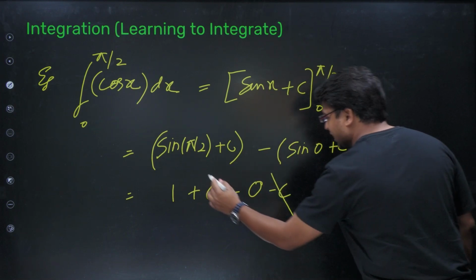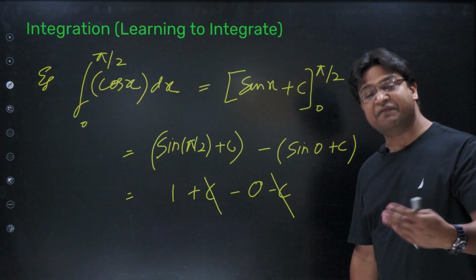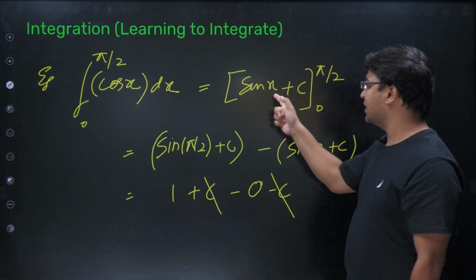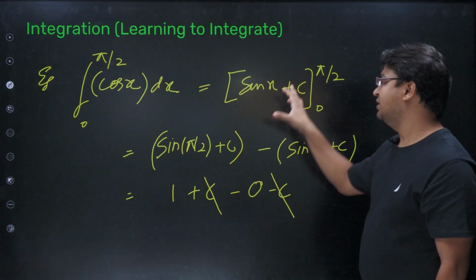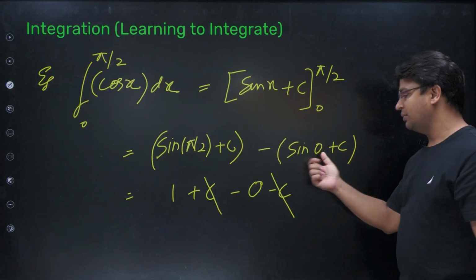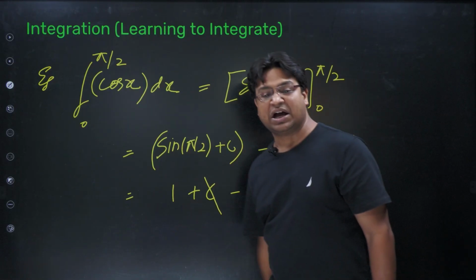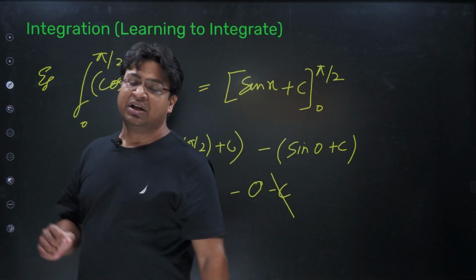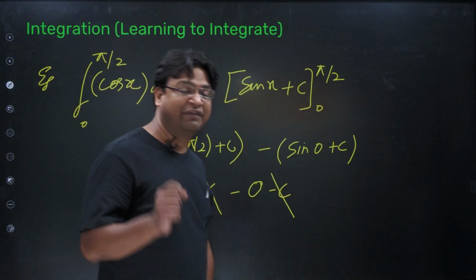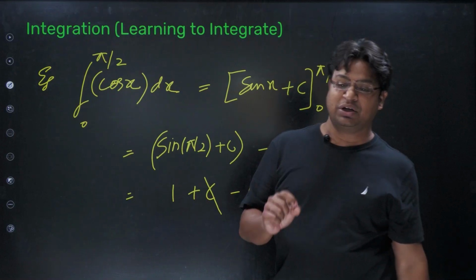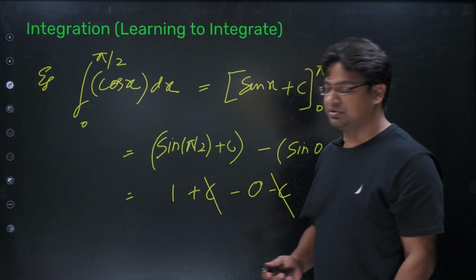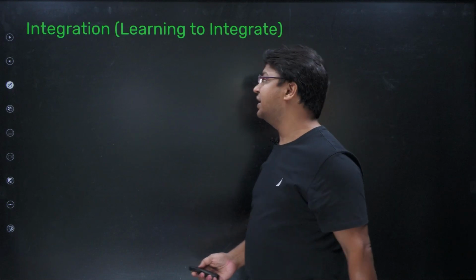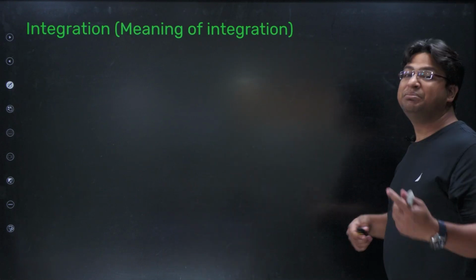So this c is going to get cancelled every time you do the same calculation. You will substitute the upper limit, you will get a plus c, then minus, you will substitute the lower limit, you will get a minus c. The c's are going to get cancelled, and therefore writing c doesn't matter if you are doing definite integration. It matters only when you are doing indefinite integration. Now this is how to do definite integration. Next, we are going to talk about the meaning of integration.